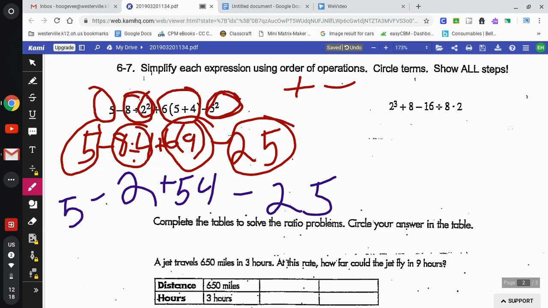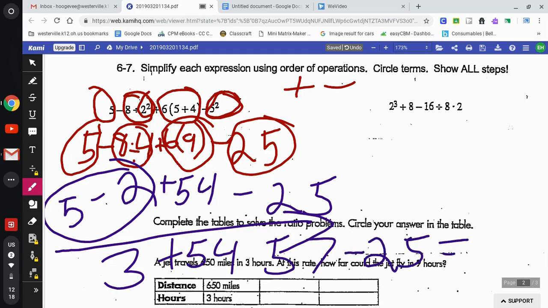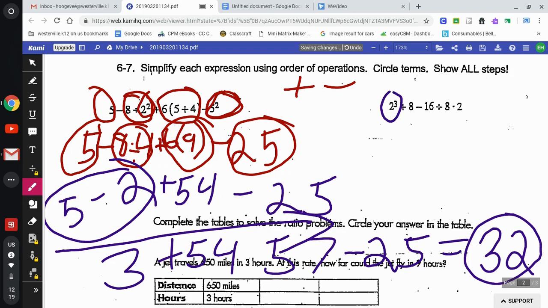So I'm all left with plus and minus. So now I just need to work from left to right. So 5 minus 2 is 3. 3 plus 54 is 57. And 57 minus 25 is your final answer? 32. Showed all my steps. Next one, 2 to the 3rd power, 2 cubed.